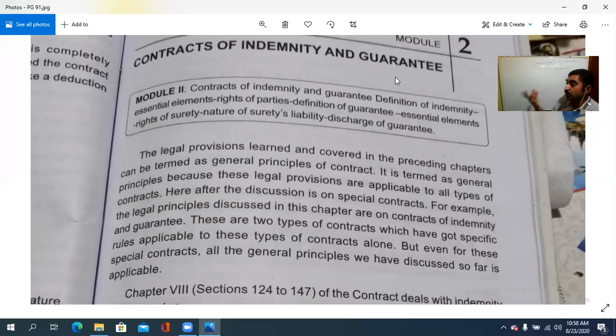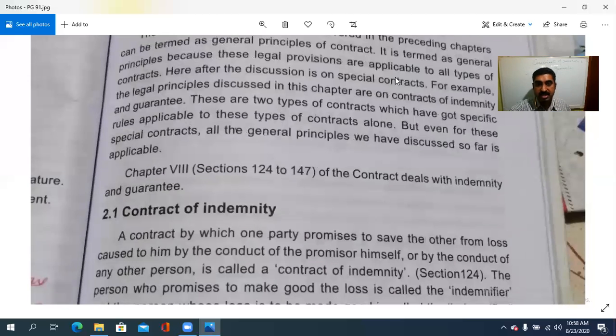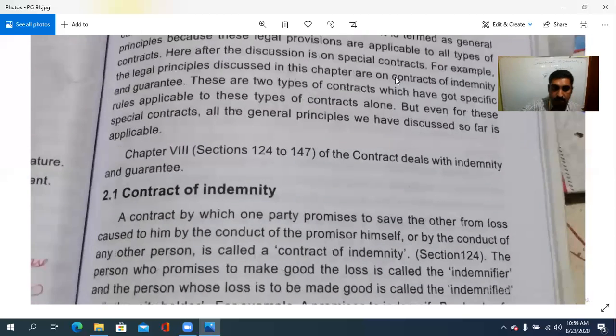So what is an indemnity? What is a guarantee? We will look into that. These are the two types of contracts which have specific rules applicable to these types of contracts alone. But even for those special contracts, all the general principles we have discussed so far are applicable. Chapter 8, sections 124 to 147 of the Contract Act deals with indemnity and guarantee. So, sections 124 to 147 describe the contracts of indemnity and contracts of guarantee. What is an indemnity? What is a guarantee? We will look into that.